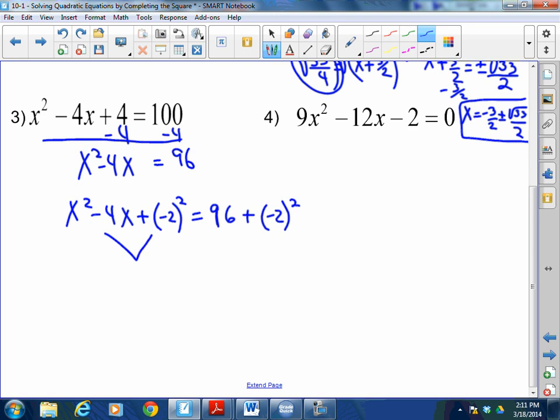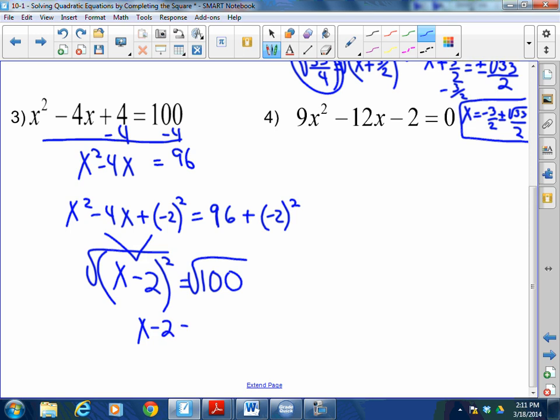What does this factor out to be? X minus 2, beautiful, squared, equals 100. Square root both sides. X minus 2 equals plus or minus 10. Add 2 to both sides. X equals 12 or negative 8.